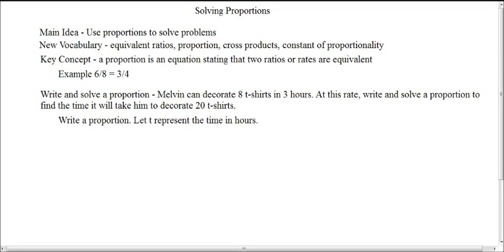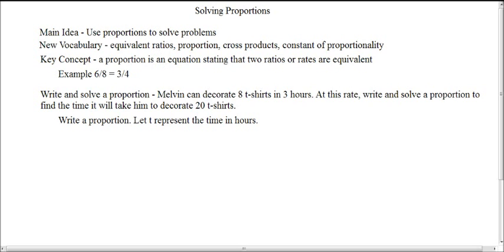Solving proportions. The main idea that we want to look at is using proportions to solve everyday problems. Some new vocabulary that we must take under consideration are equivalent ratios, proportion, cross product, and constant of proportionality. The key concept is the understanding that a proportion is an equation stating that two ratios or rates are equivalent. And just a minor example here is to look at 6 over 8 is actually equal to 3 over 4.